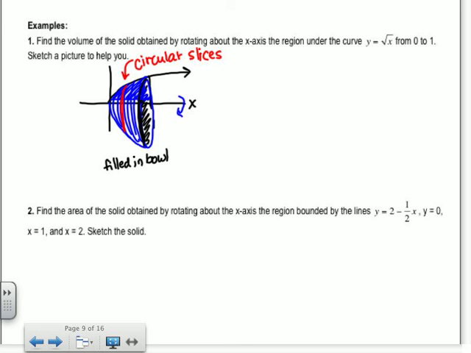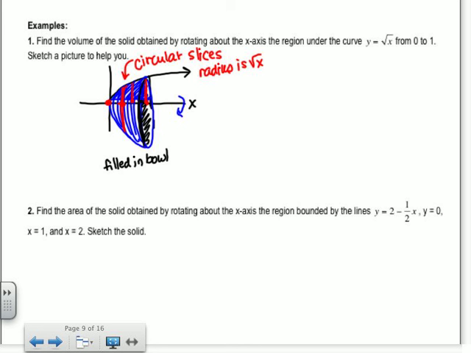So the area of a circle is pi r squared. Well, what's the radius? If I go straight up, it was the y value, right? The square root of x. It changes. When I was down here on the axis, my radius was 0. When I moved over a little bit, it got bigger. And then at the end, the radius was 1. So my radius is the square root of x, your y value.